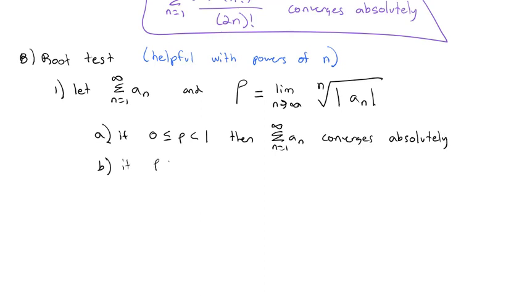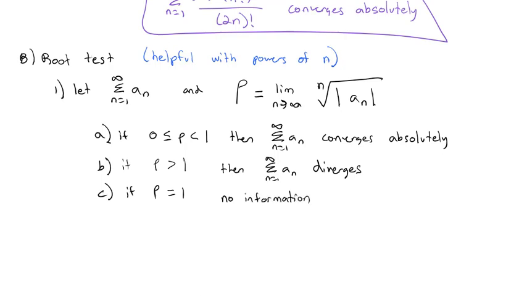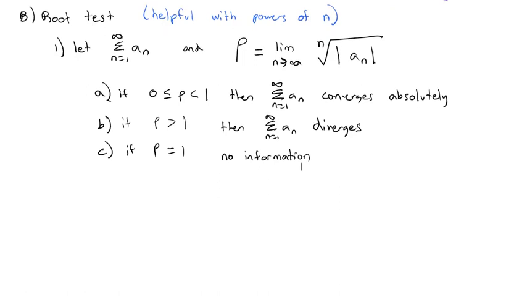And if that rho is greater than 1, then the series diverges. And just like last time, if rho is equal to 1, we have no information. So we'll have to use some other test to decide if it converges or diverges. Again, this root test is really helpful with powers of n. So let's take a look at a couple of examples.